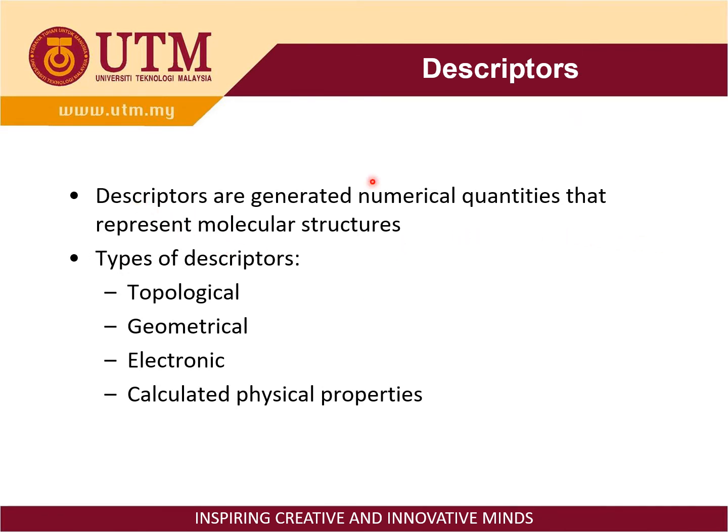Okay, descriptor ni ada 4 jenis. Tadi dia ada measurable dengan calculated kan. Okay, so daripada 2 jenis tu pecah lagi pada 4 jenis, which is topological, geometrical, electronic and also calculated physical properties. Yang tadi tu 2 jenis tu is molecular properties ya, bukan descriptor. Properties can be measured and also properties can be calculated. So to be a descriptor, these are the types of descriptor that you can possibly choose from that represent the molecular structures.